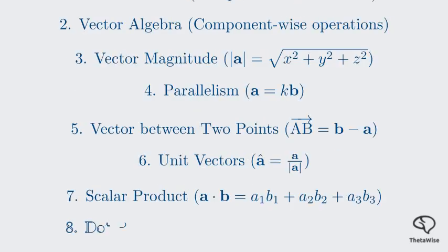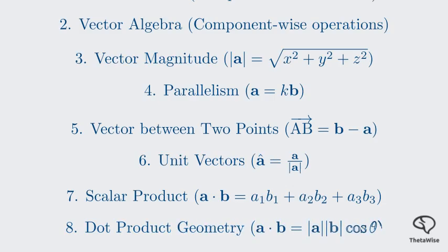And finally, you've seen how the geometric property of the dot product allows us to find the angle between vectors, test for perpendicularity, and prove collinearity. These are the essential tools you'll need for vectors in space.